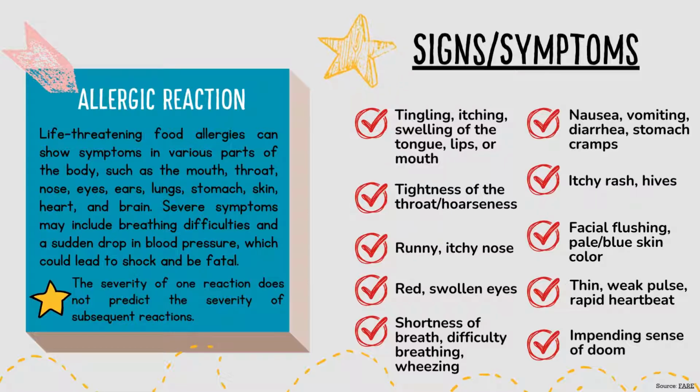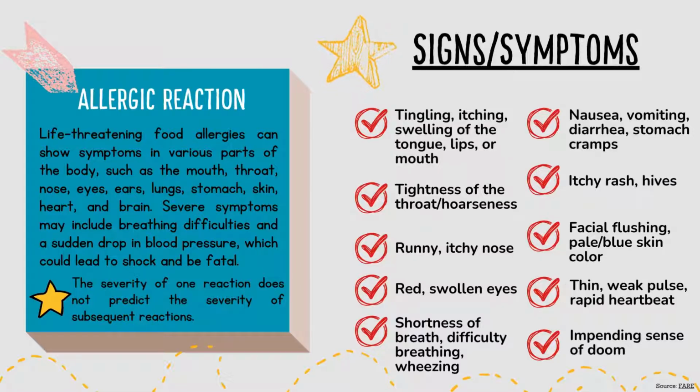Other symptoms may include tingling, swelling, or itching of the tongue, lips, or mouth, tightness of the throat, or a hoarse voice, a runny, itchy nose, red, swollen eyes, wheezing, nausea, stomach cramps, or vomiting and diarrhea, an itchy rash or hives, facial flushing, bluish tint to the skin, or paleness, a fast heartbeat or weak pulse, and an impending sense of doom.